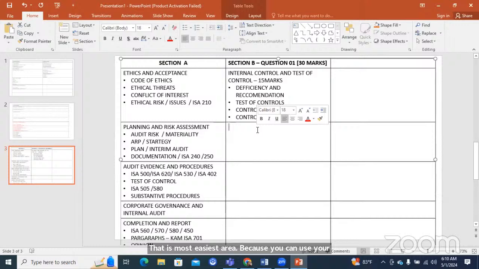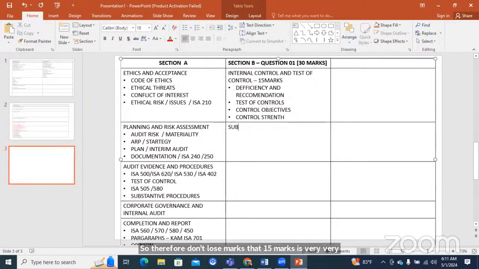Audit paper, why do people fail? Because you can't use your general knowledge for most of the questions. If you take audit risk and all, you can't use your general knowledge. You can't just think, and common sense you can't use. But when we are taking internal control, test of control, you can use your common sense. That advantage we have. So therefore, don't lose marks. That 15 marks is very, very important.